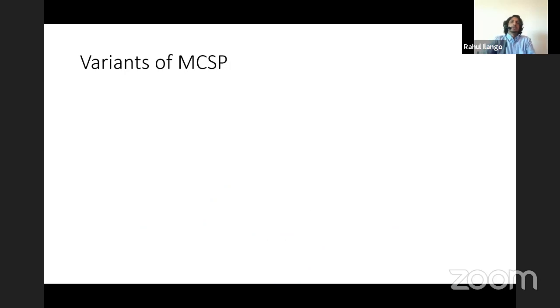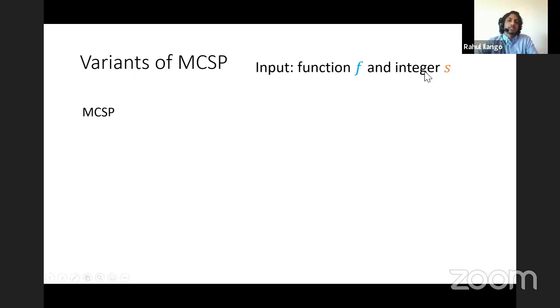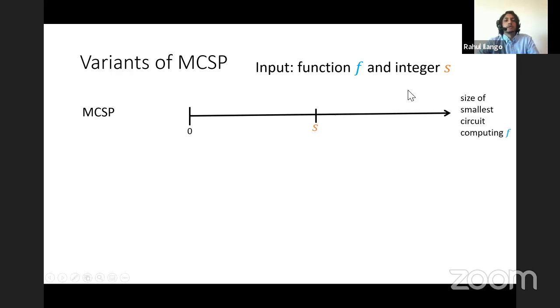All right, so that's the vanilla version of MCSP, but there are other versions that crop up in these connections. The regular version of MCSP is this: you get as input a function f and an integer s, and depending on the size of the smallest circuit computing f, you either say yes if it's less than or equal to s, or you say no if it's greater than s. So that's the normal version.